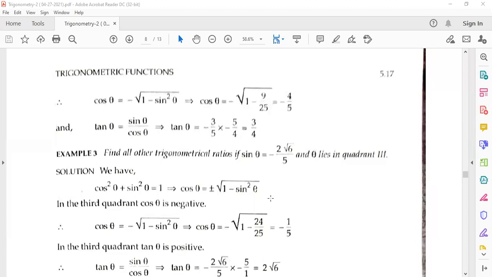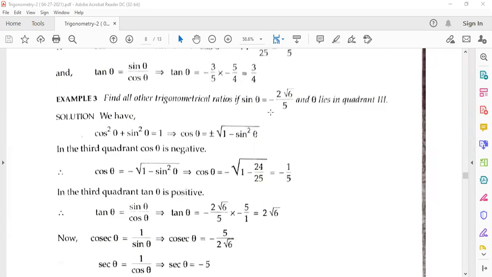Find all other trigonometrical ratios if sin theta is given minus 2 root 6 by 5 and theta lies in the third quadrant. For the third quadrant, tan and cot are only positive and all other trigonometric ratios are negative. So from here we can easily find out that cosec theta will be minus 5 by 2 root 6, isn't it? Cosec theta is the reciprocal of this, and in the third quadrant sin and cosec both are negative.